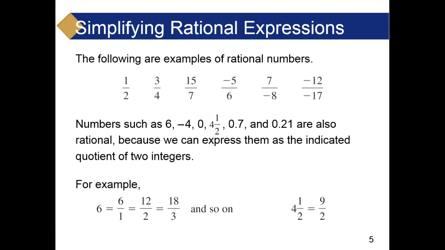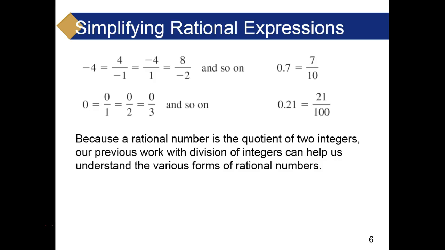Yes, that's 7 over 10, right? 7/10. How about 0.21? Yes, that's a terminating decimal, 21 over 100, rational numbers, okay? They're also rational because you can write them as a quotient of 2 integers, okay? And there's several different answers there. 6 is 6 over 1, or 12 over 2, or 18 over 3, or 60 over 10. There's an infinite number of ratios you can do to give you 6. Does that make sense? That's what rational numbers are.